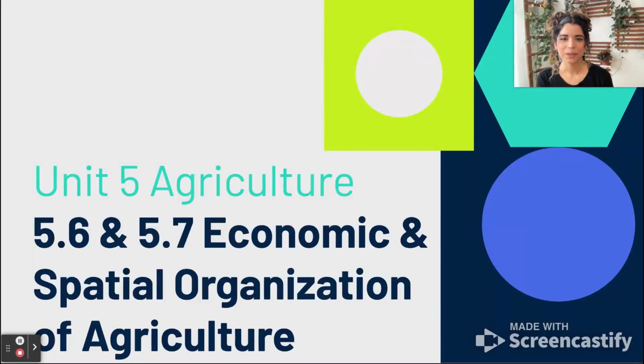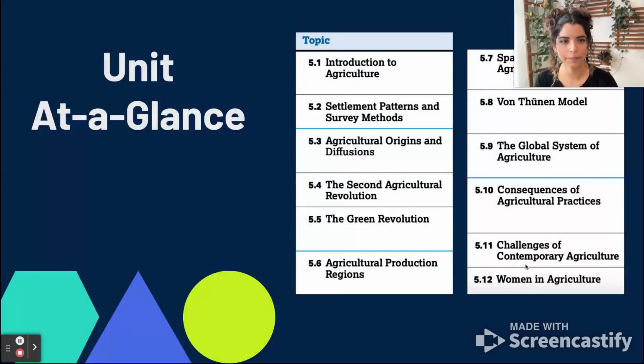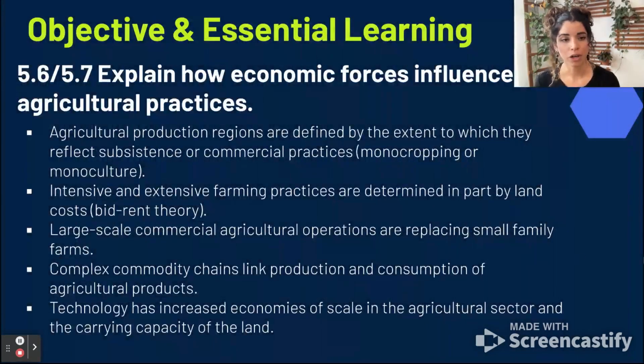Hey class, so we are just about halfway through the unit, and today we're going to be going over two objectives because they're so closely tied together, so closely related. So we're going to be talking about 5.6 and 5.7 today, which have to do with the economic and spatial organization of agriculture. So for College Board, this is what they've outlined for y'all to know.